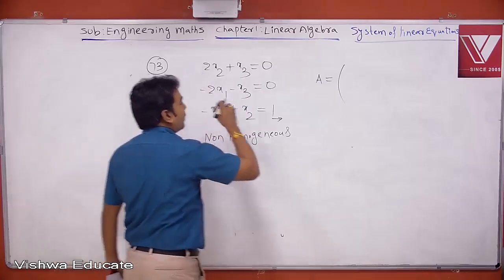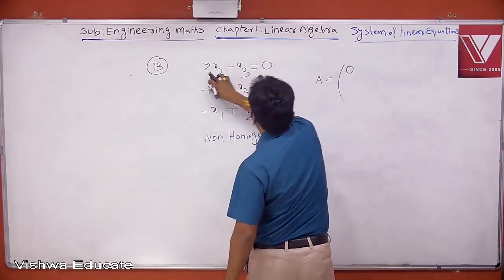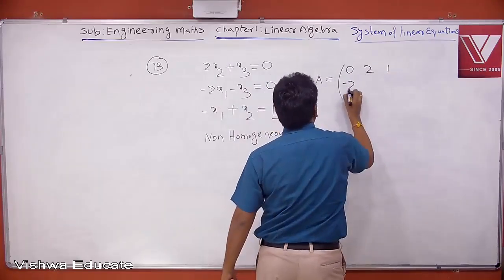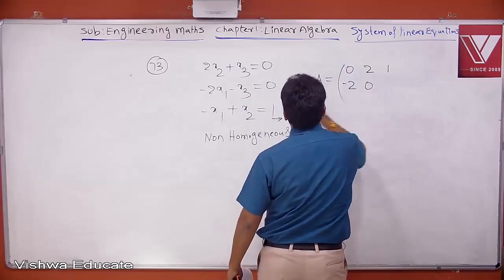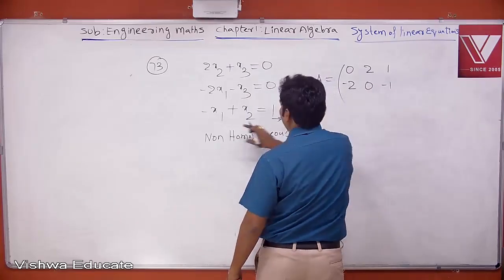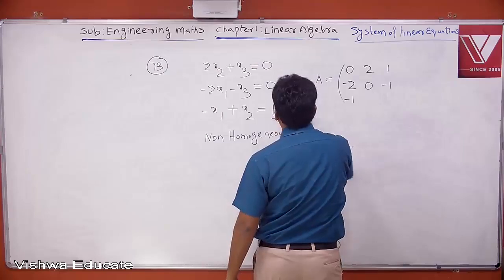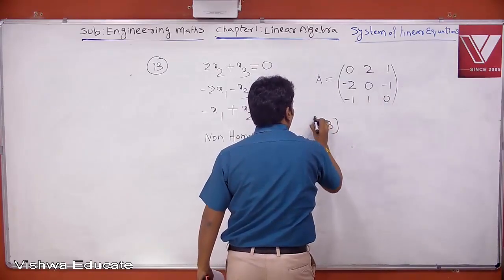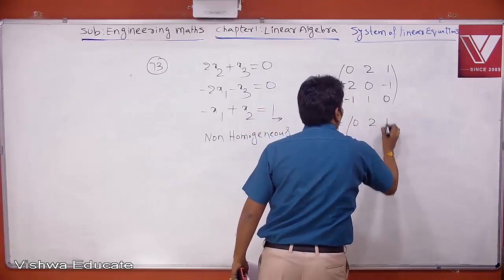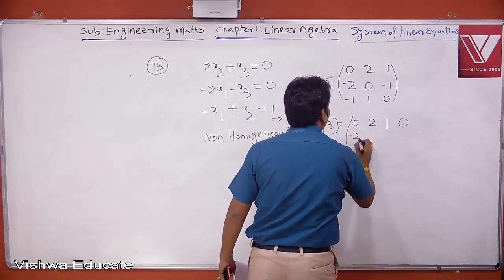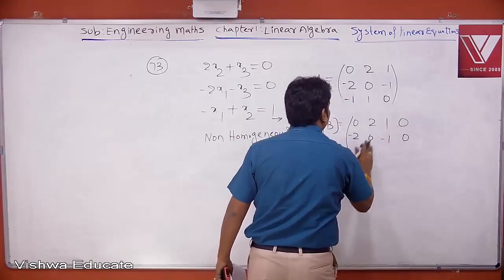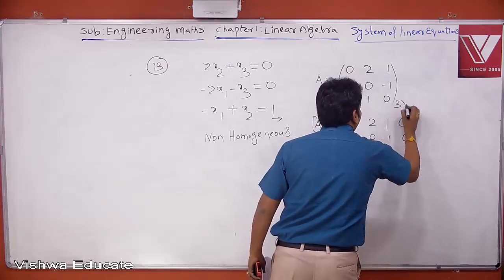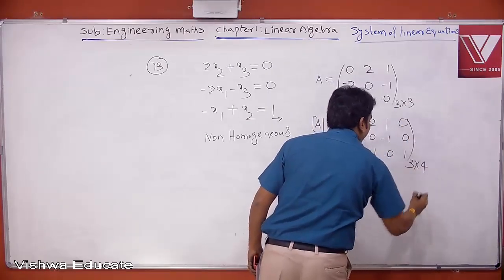Here there is no x1. That means its coefficient is 0. x2 coefficient 2. x3 coefficient 1. Here x1 coefficient minus 2. There is no x2, so its coefficient is 0. x3 coefficient minus 1. x1 coefficient minus 1. x2 coefficient 1. x3 coefficient 0. Now augmented matrix A slash B equal to 0, 2, 1, 0, minus 2, 0, minus 1, 0, minus 1, 1, 0, 1. Now the size of A is 3 by 3. Now the size of this matrix is 3 by 4.